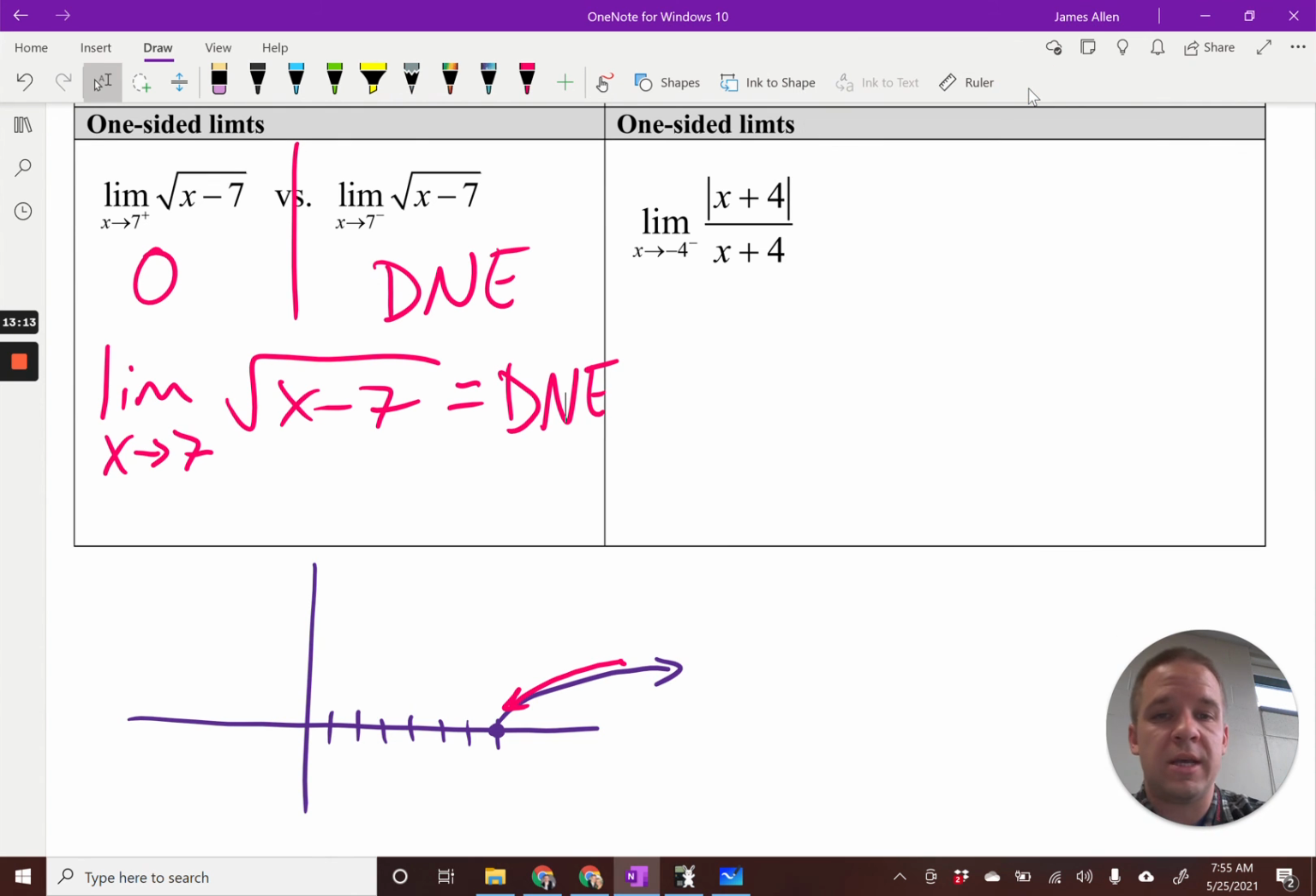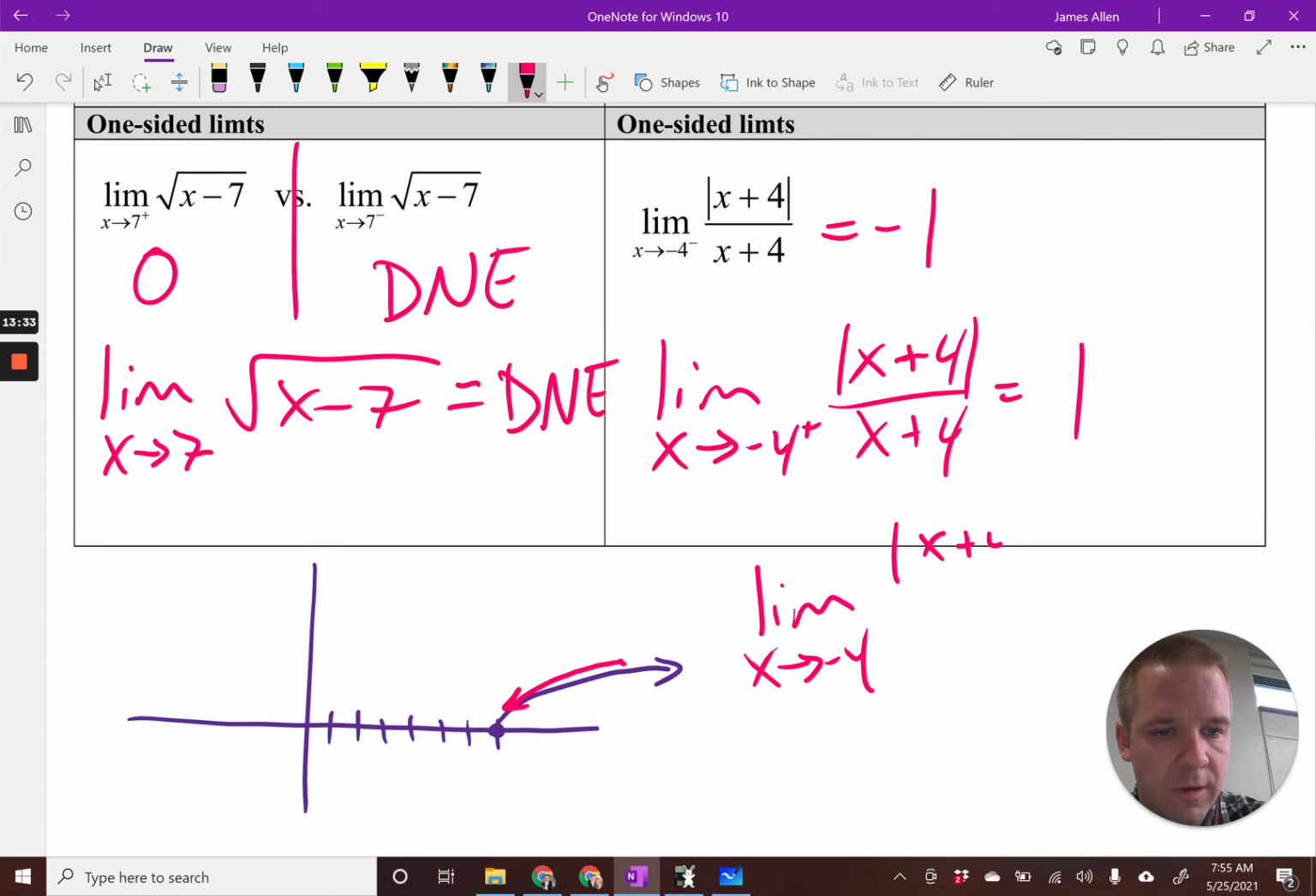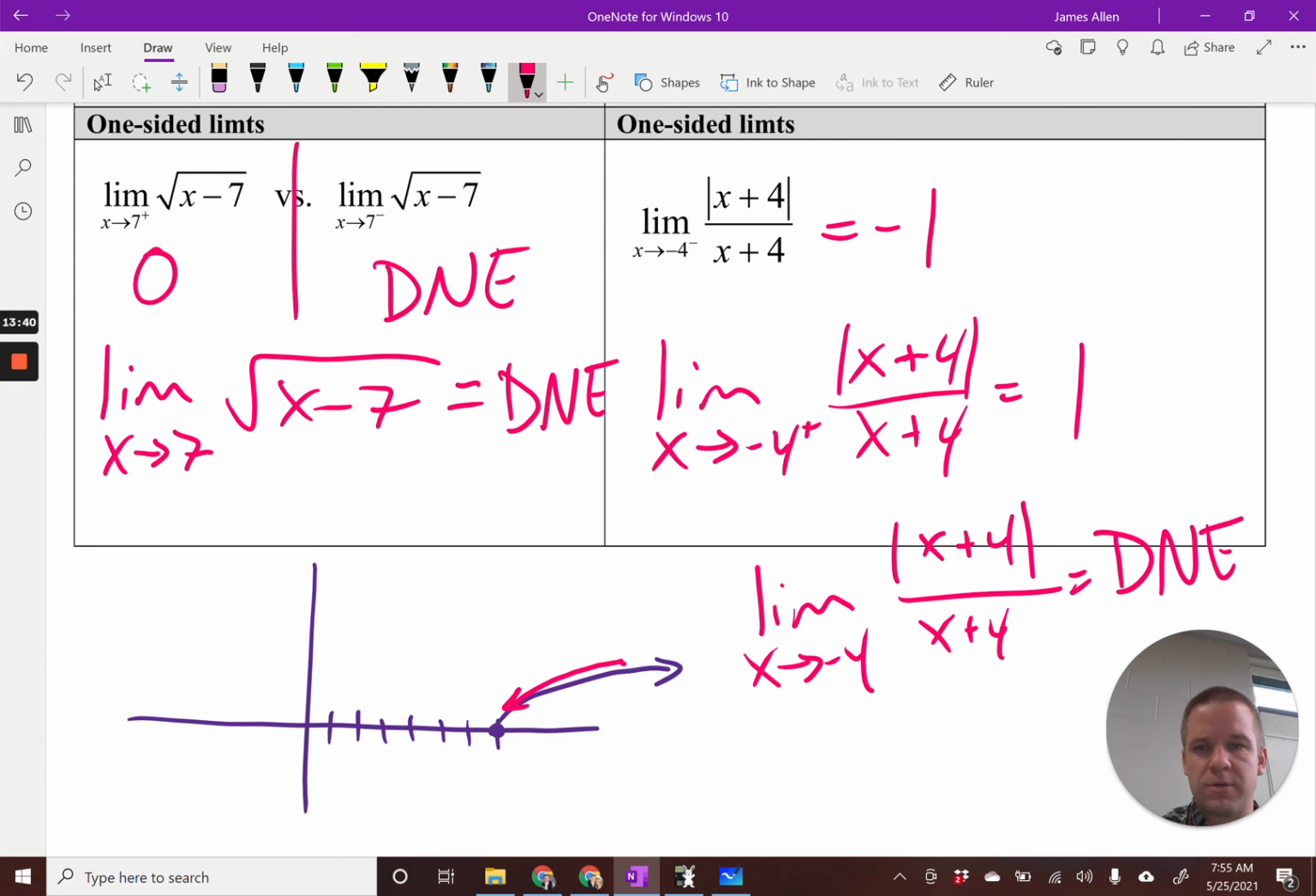So this limit is negative 1, but had we said the limit as x approaches negative 4 from the right of all this, I would be at positive 1. Therefore, the limit as x approaches negative 4 of all this does not exist, because it's two separate things, right? It's called a jump discontinuity. You're welcome for that little future math.